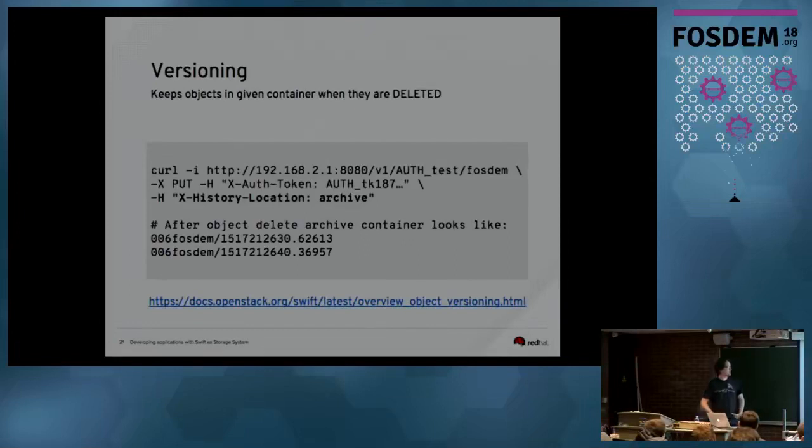Versioning is another very helpful feature of Swift. When you have a container, you can specify a location, another container actually, to use. Whenever you overwrite data, for example in an existing object, the older version will still be stored in your archive container. The same is true for delete requests. If you send a delete request to a container where versioning is enabled, it will store the last version of your object in the archive container as well, and an additional delete marker.